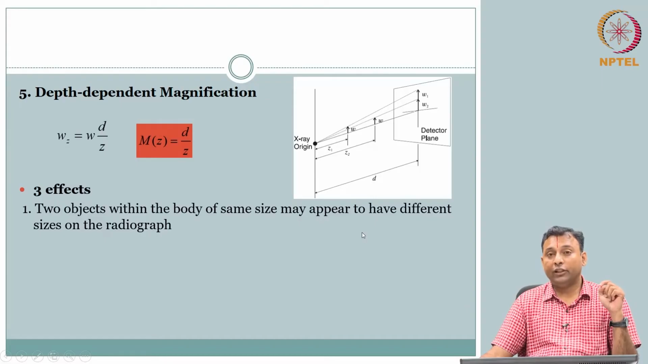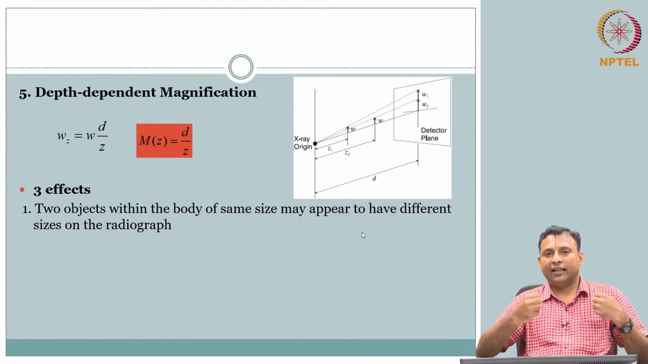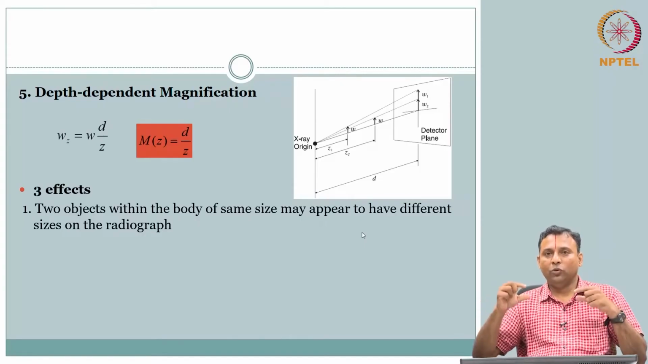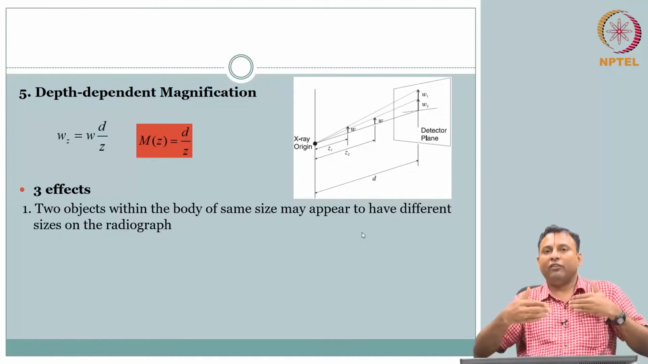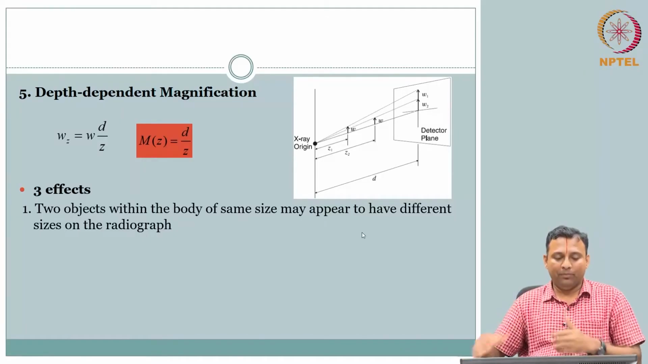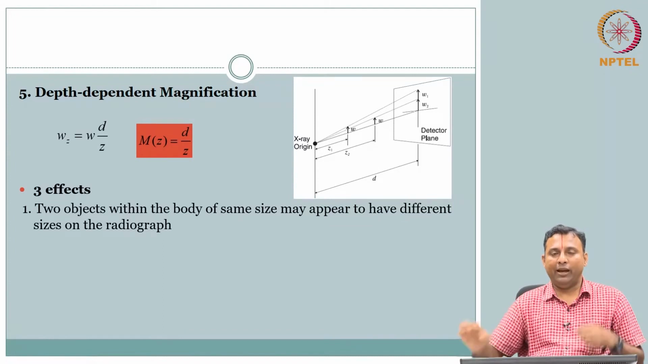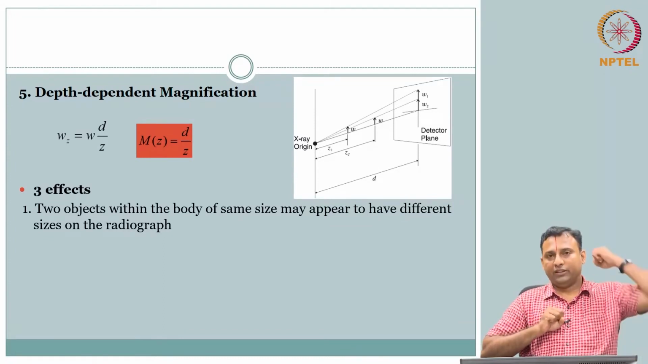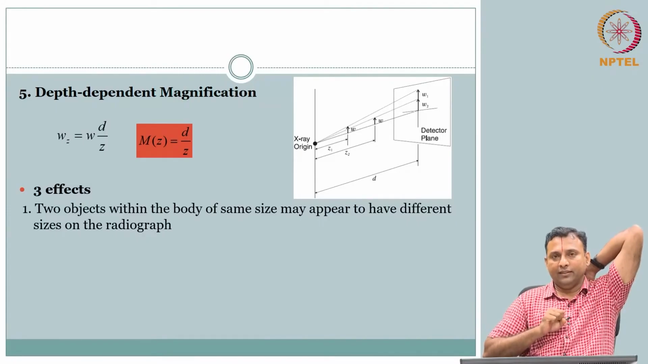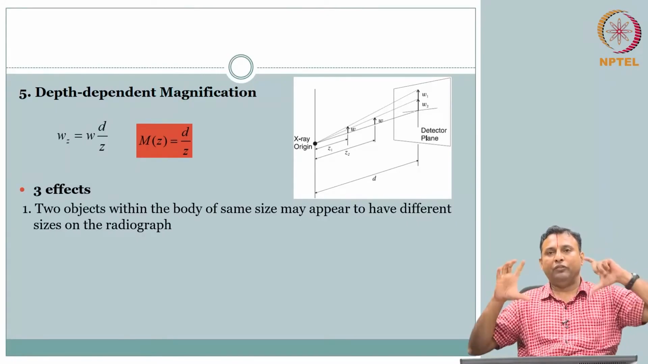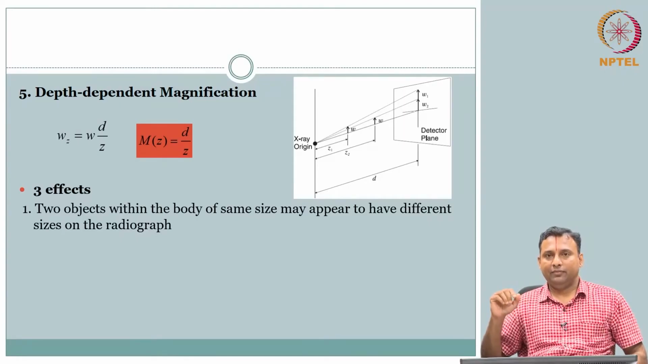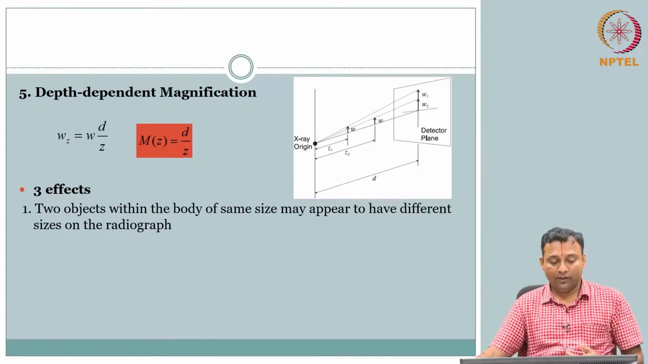If you recall our introduction slides in image quality, we had a circle transformed to an ellipse, or two ellipses. Remember, we talked about two effects depending on where they are, front of the body or back of the body, right, depth. So, with depth dependent magnification, two objects within the body of the same size may appear different on the radiograph. One I have in the front of my chest, the other at the back of my chest. They both will appear of different size because of this effect. That is one effect.